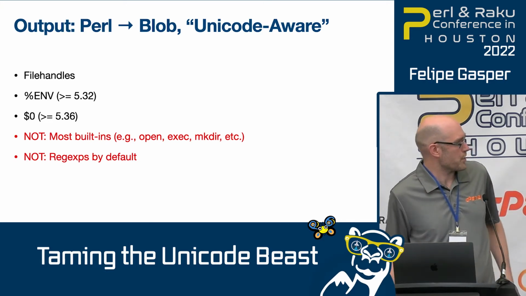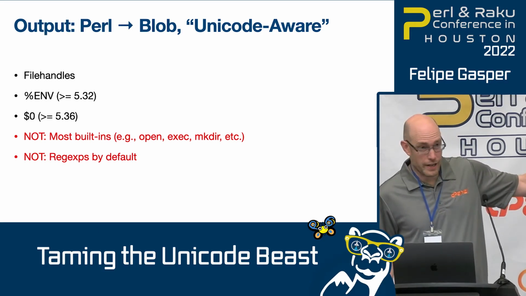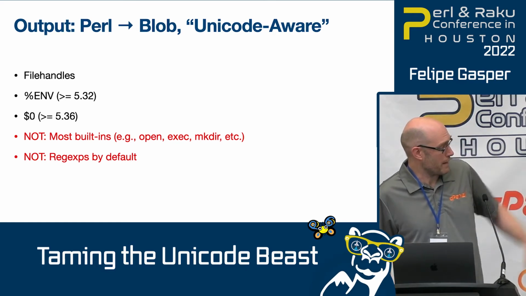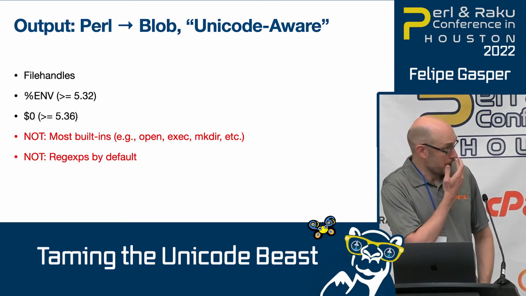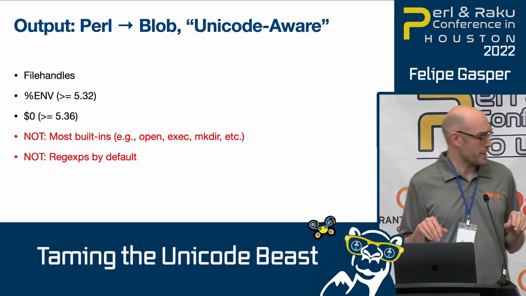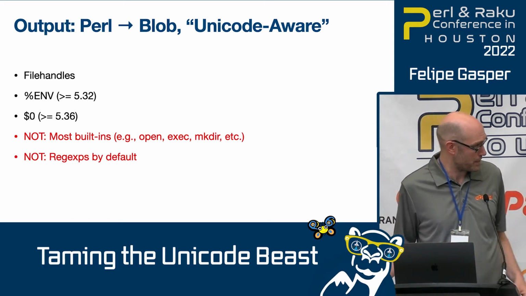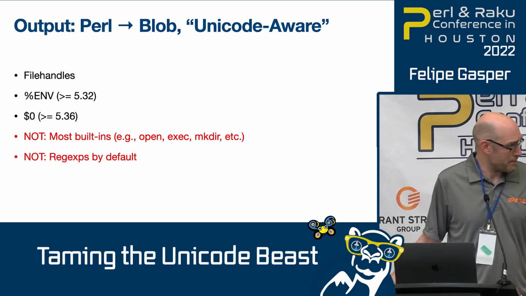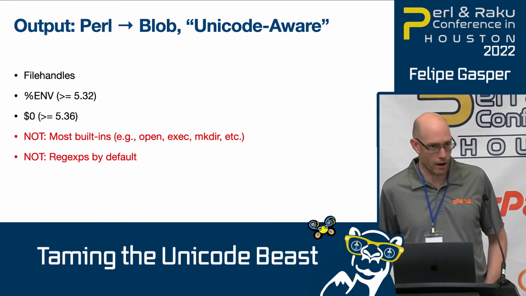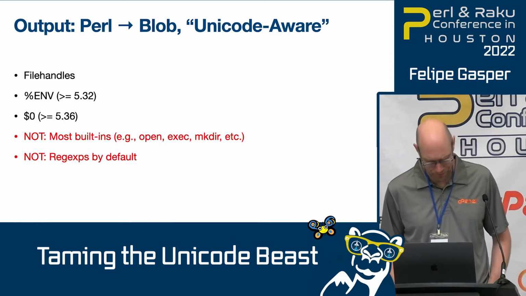And then for our other output channels, file handles, $env, there were actually several holes in the abstraction for $env and up to 536 for $0. Depending on Perl's internal memory, you would actually get a different thing for some of those strings. Those are fixed as of 532 and then 536 for $0. Significantly though, most built-ins are non-Unicode aware, and regular expressions also by default are non-Unicode aware.